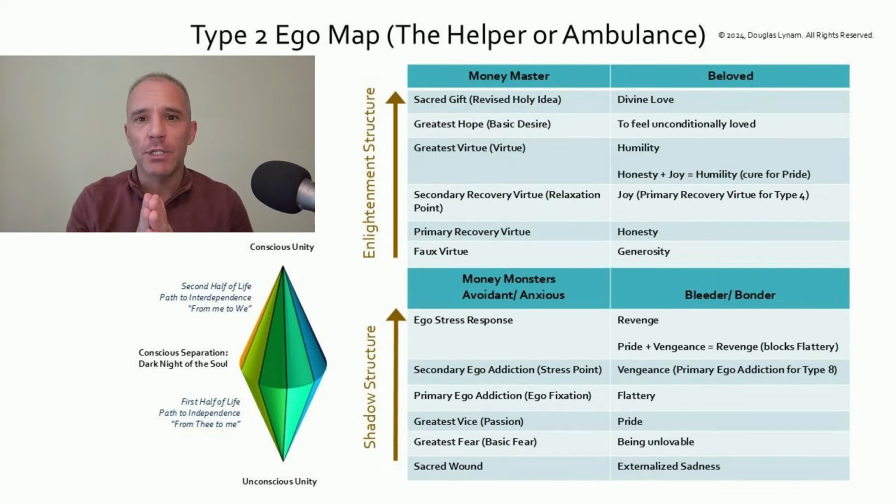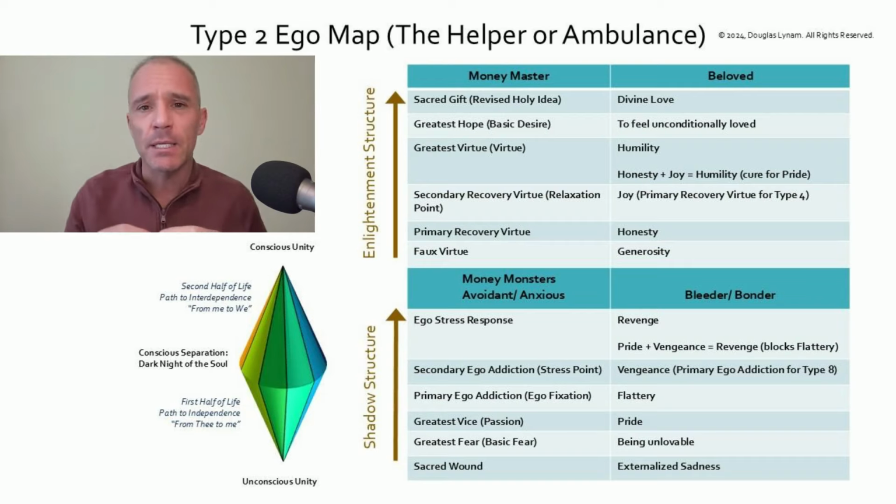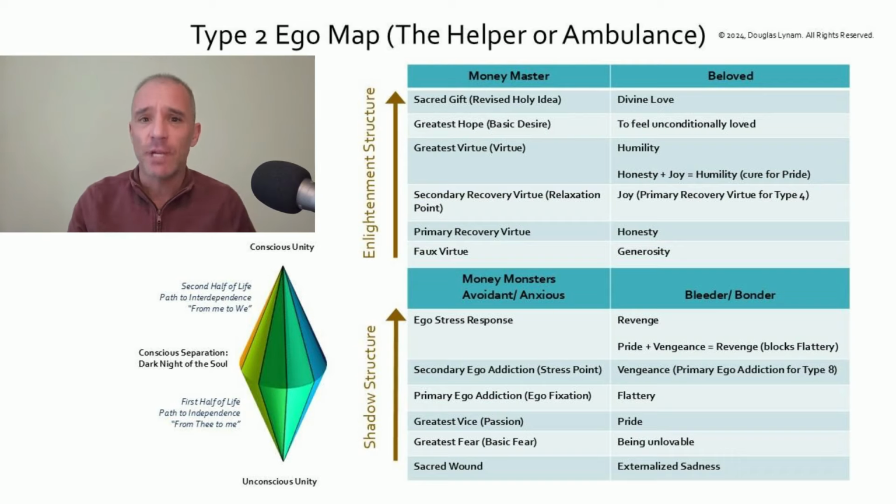Okay, let's jump into the Enneagram Type 2, the helper or the ambulance, as I call them. So the faux virtue, we're going to look at the Enlightenment structure here. The faux virtue for a 2 is generosity. Now, generosity is a good virtue to have in all of our types, but for type 2, it can be a real spiritual trap because their generosity tends to have strings attached.